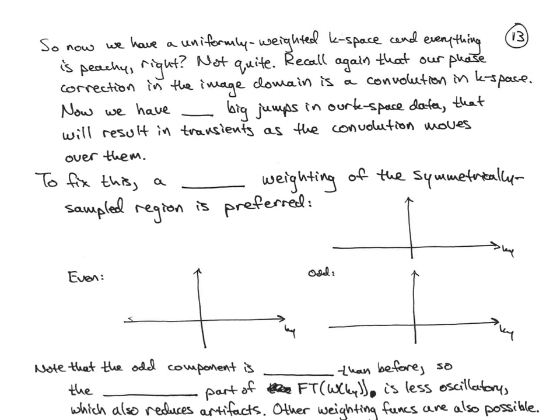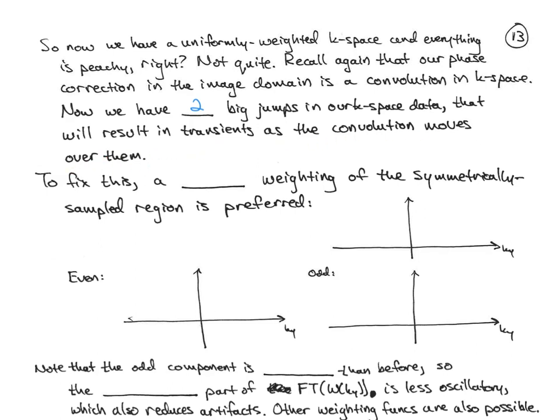Well, not quite. Recall again that our phase correction in the image domain is a convolution in k-space. This is a step we haven't considered yet in forming that new weighting function where we multiply the asymmetrically sampled region by a factor of 2. When we do the phase correction in the image domain, we now have 2 big jumps in k-space that are going to be blurred when we do that implicit convolution by multiplying by the phase correction function. So now we're going to have 2 regions where we have transients as the convolution moves over them.